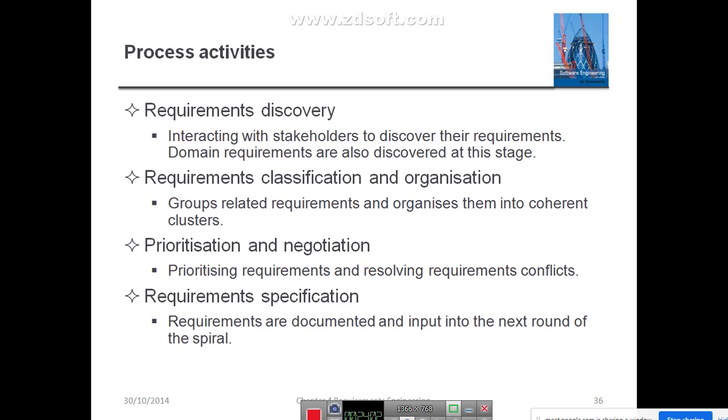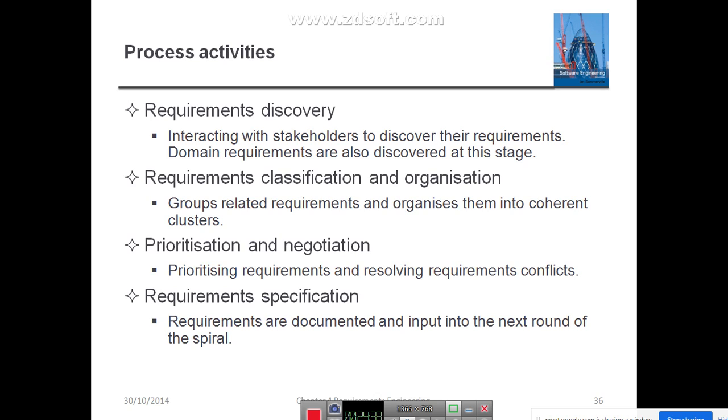The customer is going to give some requirement, the technical staff is going to give some requirement, and the domain expert is also one stakeholder in the requirement elicitation. So he also gives his own requirement. All those types of requirements you are going to discover by interacting with all the stakeholders, and along with that the domain requirements, which application domain you are going to use to develop that system, is also going to be discovered at this particular stage only. The name itself indicates requirement discovery.